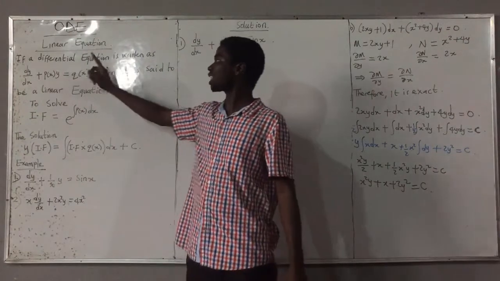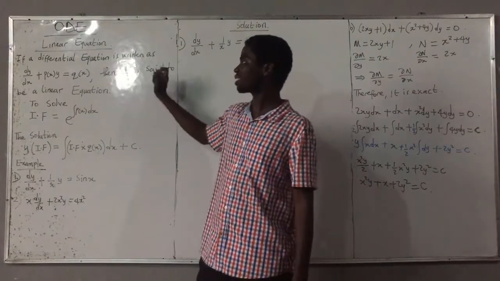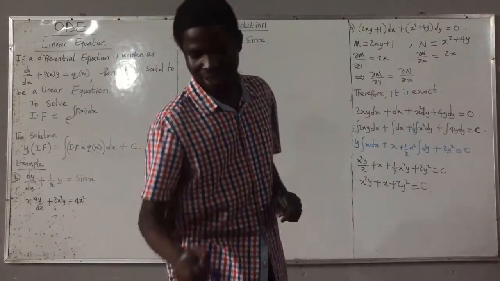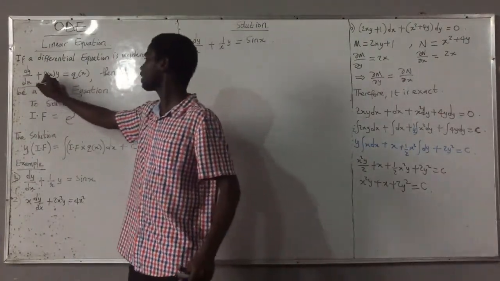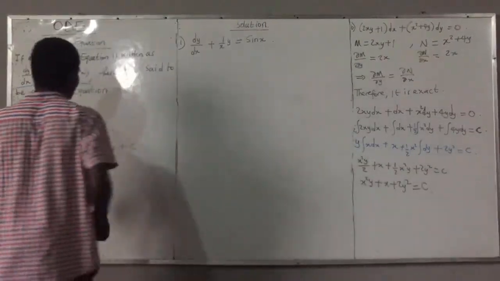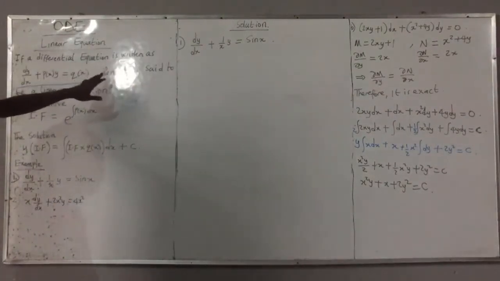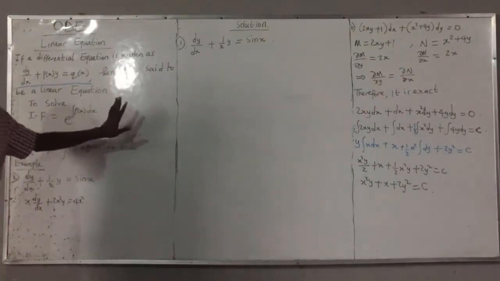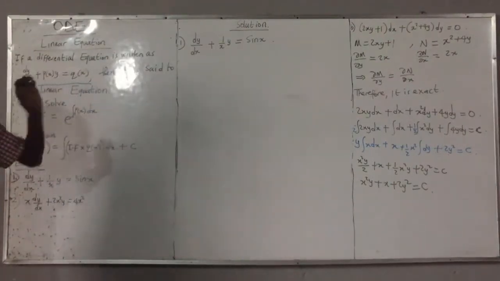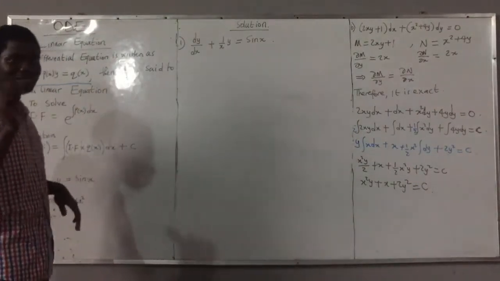Linear equation. If a differential equation is written as dy/dx + P(x)y = Q(x), then it is said to be a linear equation. So number one thing you need to take note of in a linear equation is that it is written this way. You need to take note of that. A linear equation is written this way: dy/dx + P(x)y = Q(x). Then it is said to be a linear equation.